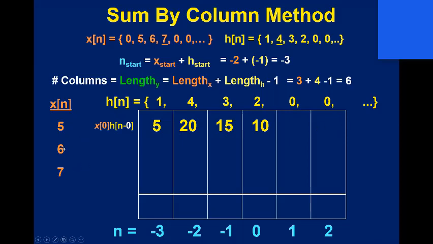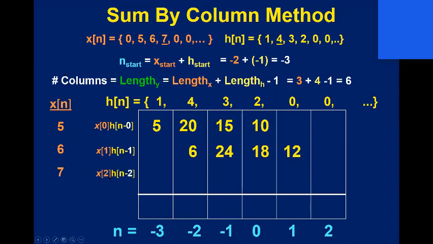Then for the next row, we're going to take this value of x sub n and multiply it by our h of n, but we're going to shift over the starting position one place. So we're going to compute x of 1 times h of n minus 1. We want to shift it over one place. So we'll do 6 times 1 and put the answer here. Then 6 times 4 here, 6 times 3, 6 times 2, and continue on with zeros after that. And just keep going till we run out of samples of our x sub n.